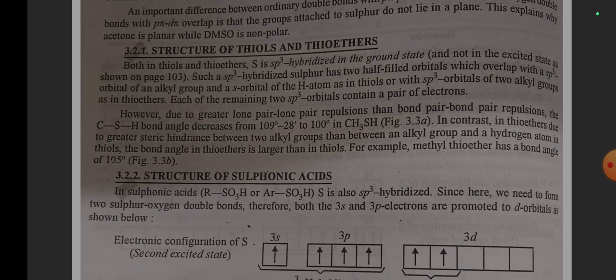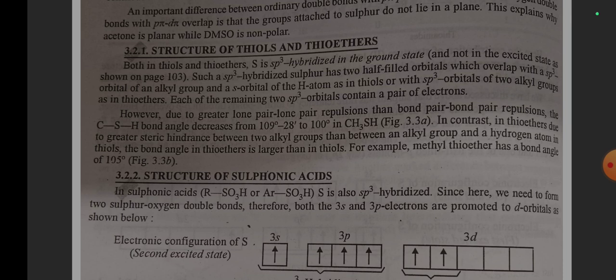Structure of thiols and thioethers. Both in thiols and thioethers, S is sp3 hybridized in the ground state. Such an sp3 hybridized sulfur has two half-filled orbitals which overlap with an sp3 orbital of an alkyl group and an s orbital of the H atom, as in thiols, or with sp3 orbitals of two alkyl groups as in thioethers. Each of the remaining two sp3 orbitals contains a pair of electrons.